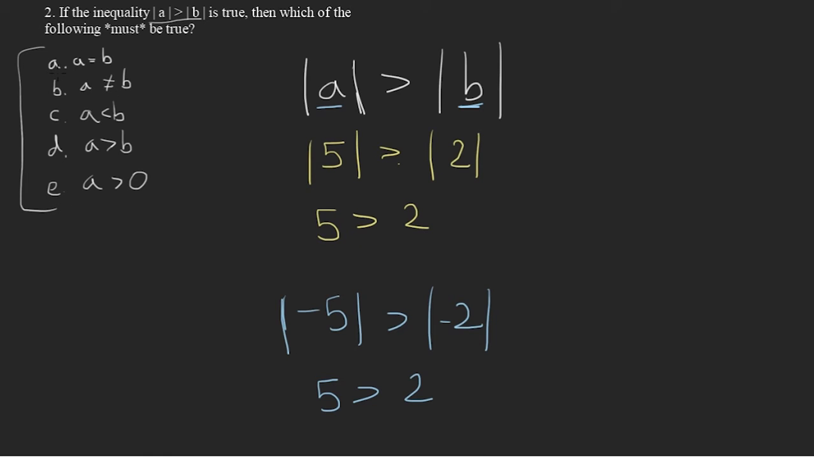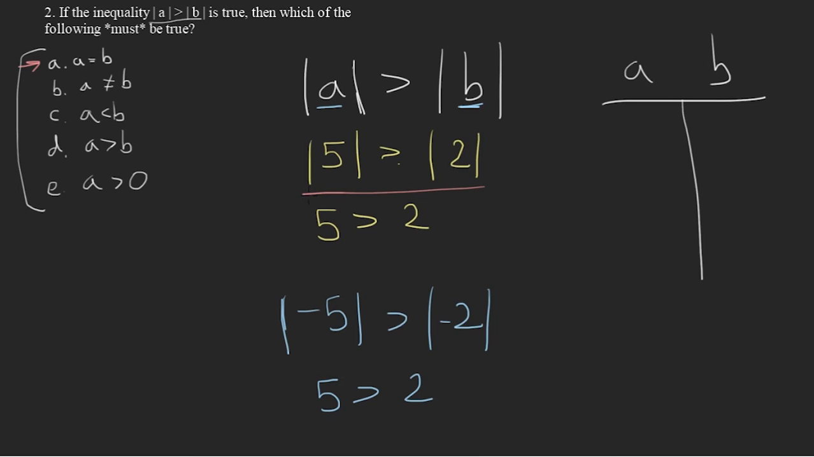A is equal to B. I'm going to make a table. You won't probably do this during the test, but I just want to demonstrate real quick. So let's check out A. A says that A equals B. Well, right here we chose an A value of 5, a B value of 2, and for this case we chose an A value of -5, B value of -2.